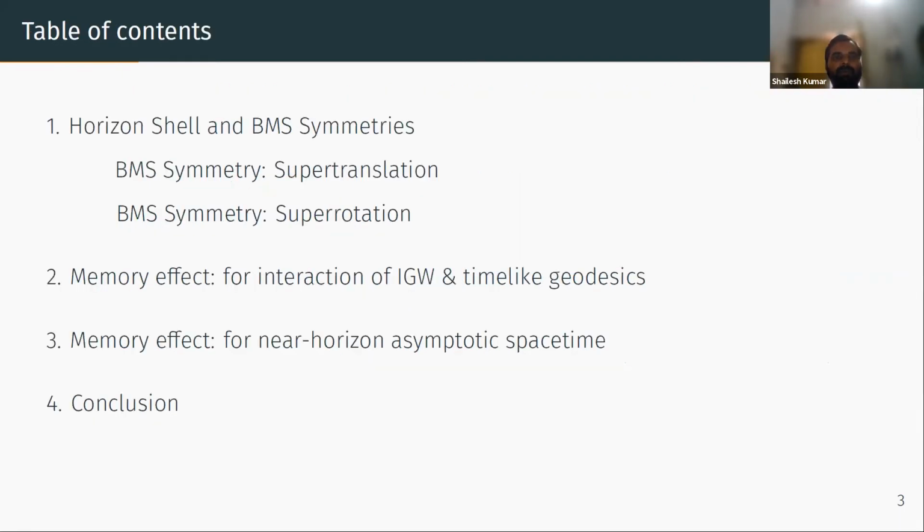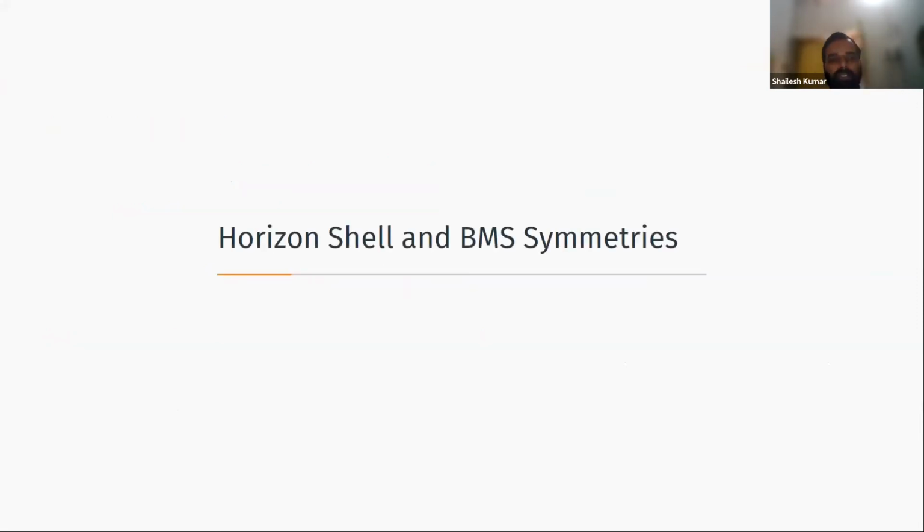Here is the table of contents. I will be going through the horizon shell and BMS symmetries, and how supertranslation and superrotation arise in the context of stitching two black hole space-times, and then the memory effect for impulsive gravitational waves and for near horizon asymptotic space-time. Finally, I will conclude my talk with some final remarks. Let us start with the horizon shell and BMS symmetries.